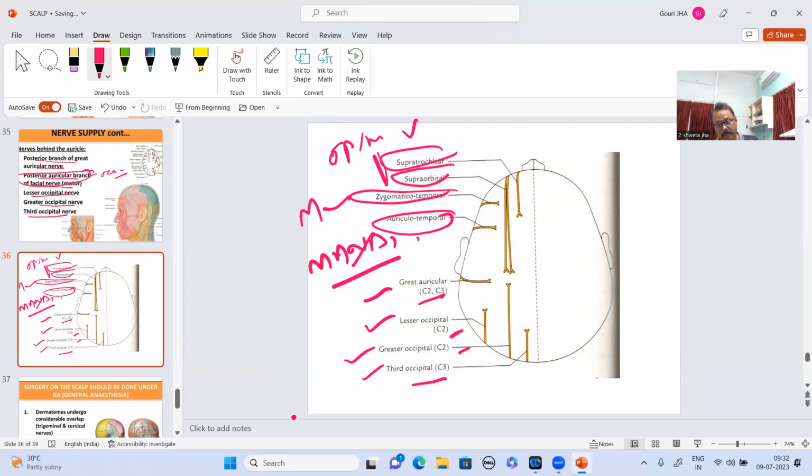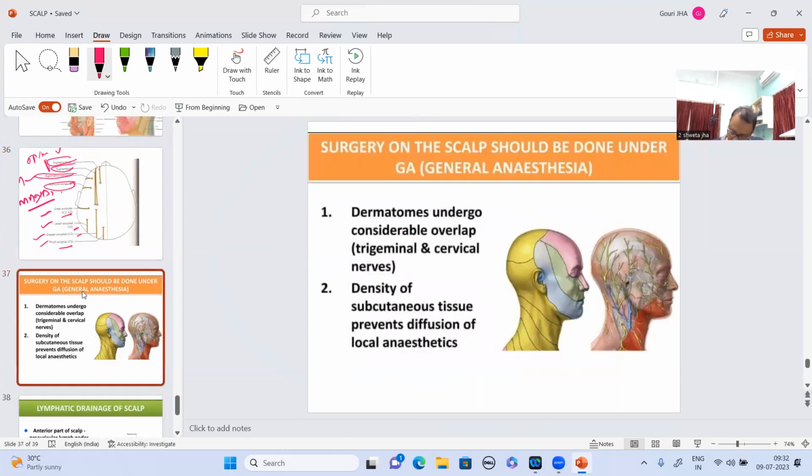And the nerve supply, the sensory, comes not only from all three divisions of the trigeminal nerve, that is the ophthalmic, the maxillary, and the mandibular nerve, but also from the cervical plexus. So, knowing the dermatome of the scalp region, the dermatomes undergo considerable overlap in the trigeminal and the cervical region. It is very difficult to differentiate, the dermatome meaning the area of skin from where the sensation is being carried by one particular nerve. It is very difficult to differentiate the actual boundary line between one nerve and the other.